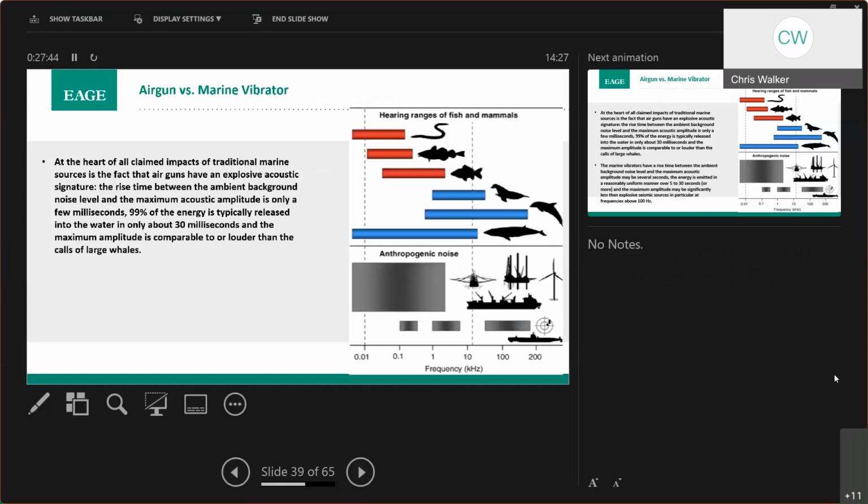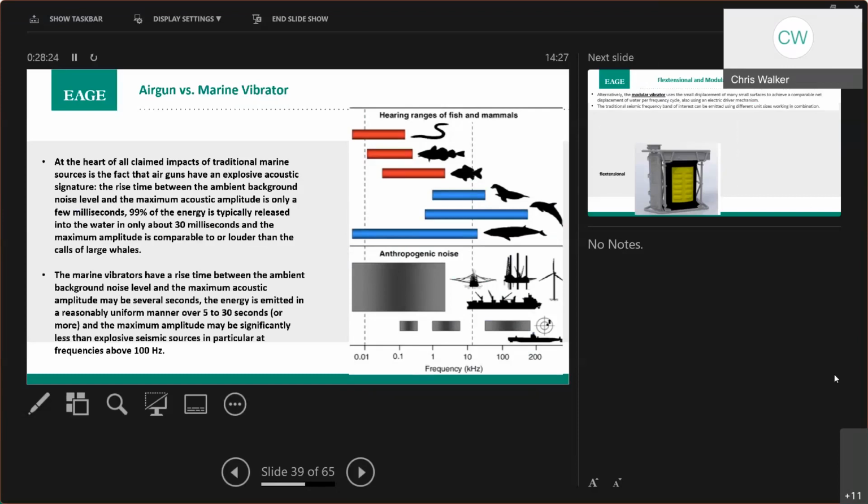So the main focus has been to try and minimize the impact on marine mammals and marine life by reducing high frequency output. And when we look at a conventional airgun, I say 99% of the energy is contained within the first 30 milliseconds of the energy being released into the ground. With a swept frequency source like a marine vibrator, we're able to reduce the instantaneous sound pressure level by having the energy introduced into the subsurface over time. Next slide, please.